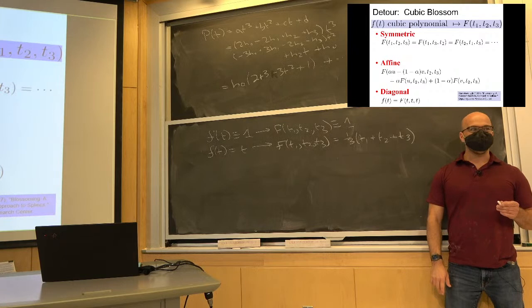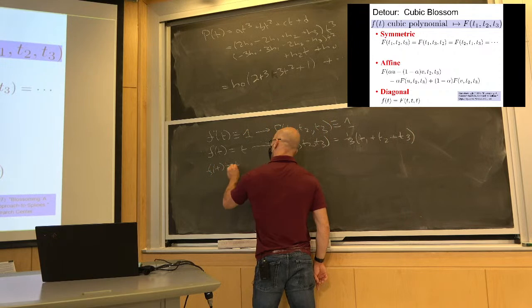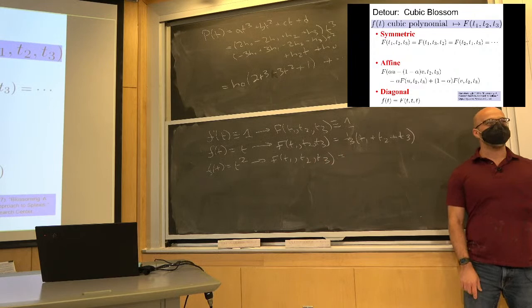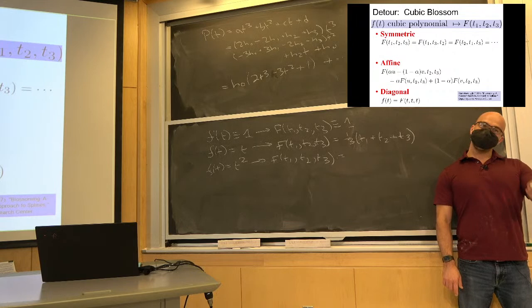f of t equals t squared. So what's going to be big F of t1, t2, t3? Think about extending the strategy that we already have here. Somebody new? Anybody have an idea that I haven't heard from yet? Or somebody old? That's cool too. Yeah? Sure.